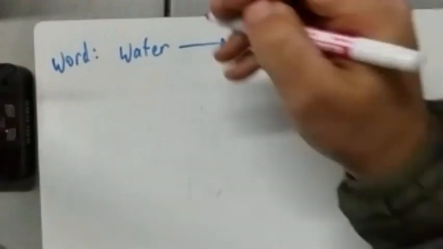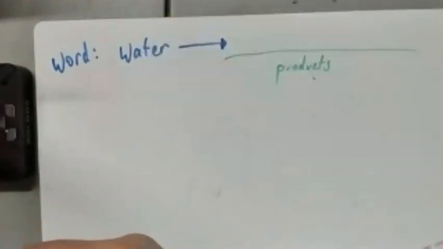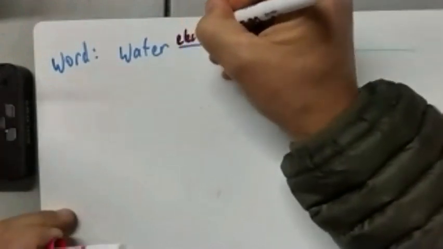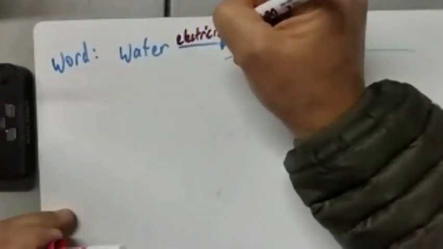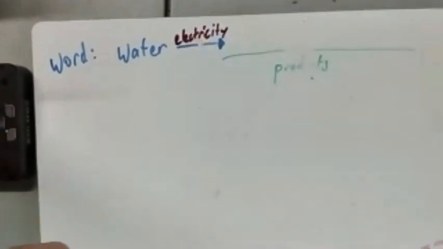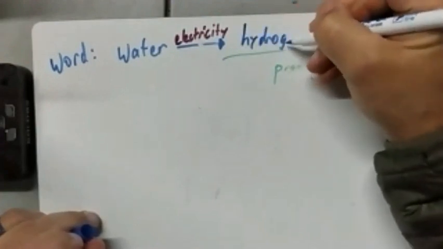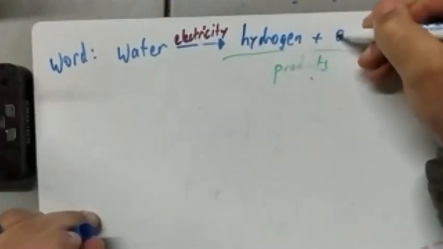In order to do that, you got to run some electricity. There's a really chubby marker right there. You got to run some electricity through it. Thumbtacks and a 9-volt battery. That's kind of cool. And then you get hydrogen gas and oxygen gas.